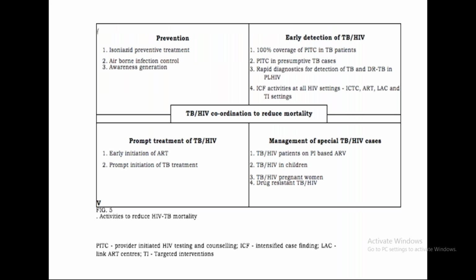You can see prevention. For them, isoniazid preventive treatment will be given, along with airborne infection control and awareness generation, early detection of TB or HIV, and 100% coverage in TB patients. In presumptive tuberculosis cases, rapid diagnostics for detection of TB and drug-resistant tuberculosis in patients living with HIV. In all this, prompt treatment of TB or HIV, and management of specific TB or HIV. So these are all the activities, with coordination, to reduce mortality.